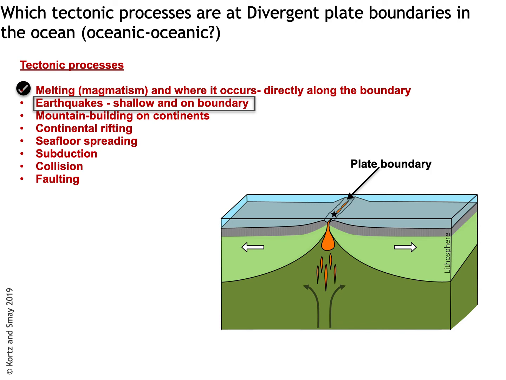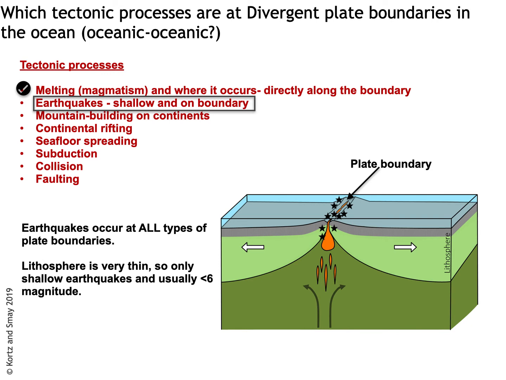Earthquakes occur at all types of plate boundaries. In this particular case, we've already mentioned the lithosphere is very thin, so only shallow earthquakes, usually fairly low magnitude, usually 6 or less. And also notice that they are located right along where faulting would occur, right along the plate boundary, with these little stars indicating possible or likely locations. So they're going to cluster very near to the plate boundary, and they're going to be shallow in depth.